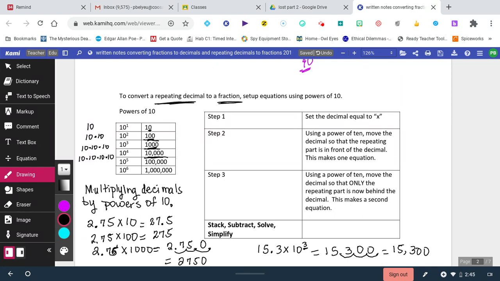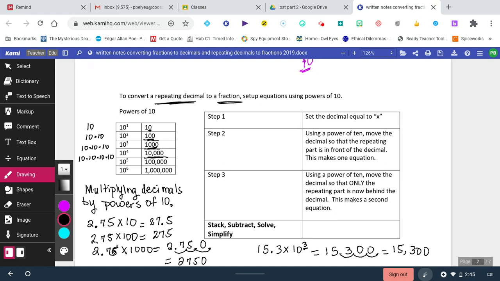Okay, so since we know what multiplying decimals by a power of 10 actually does, let's go up here and look at the steps in the right chart. So step 1 says set the decimal equal to x. Okay, so whatever repeating decimal you have, you're going to set it equal to x because we're going to be setting up equations, guys.